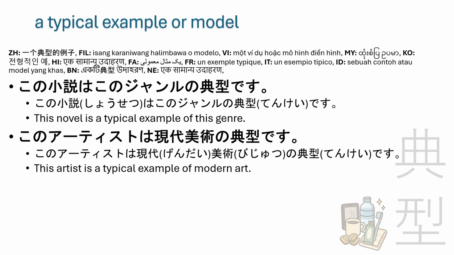In a research paper, a student explains that a famous novel is a good typical example of its genre, so they write, この小説はこのジャンルの典型です. This novel is a typical example of this genre.